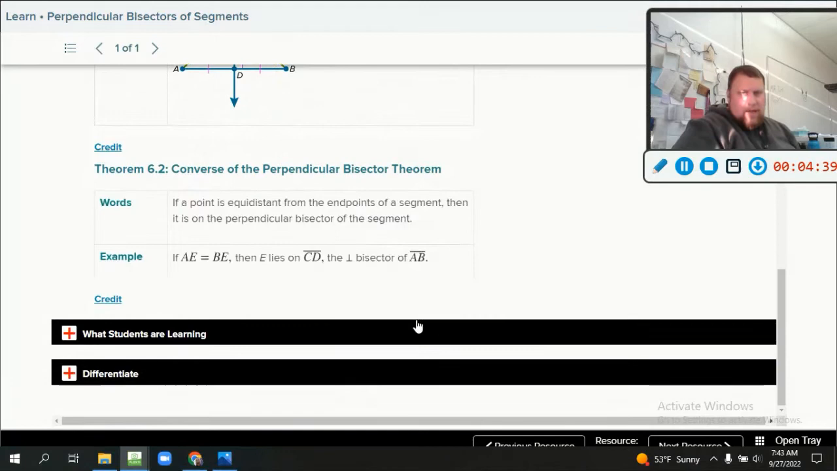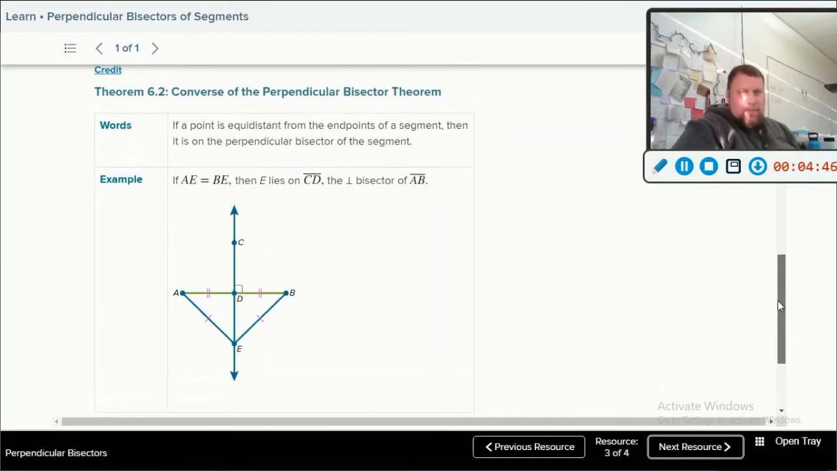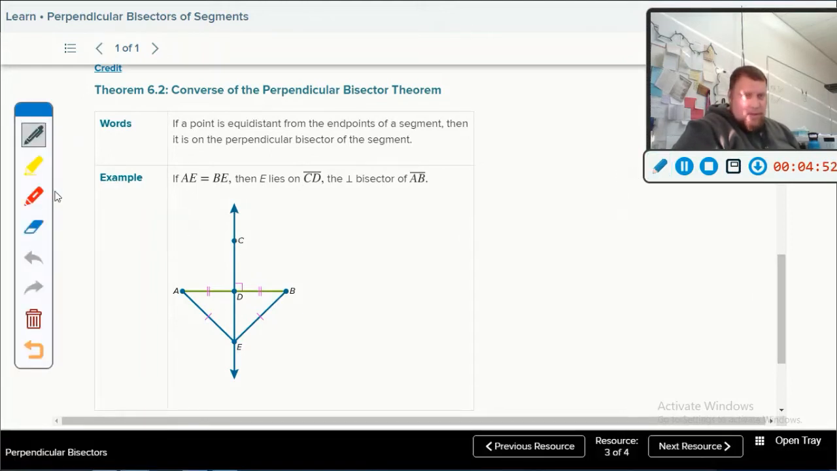The next one is the converse of the perpendicular bisector theorem. This one is going backwards. So now we're saying, if AE, let me just label this out. We've got that AE is equal to BE. So AE is congruent to BE. They're equal to each other. That's why I put that single tick mark on each.